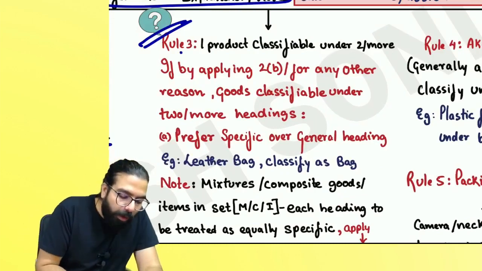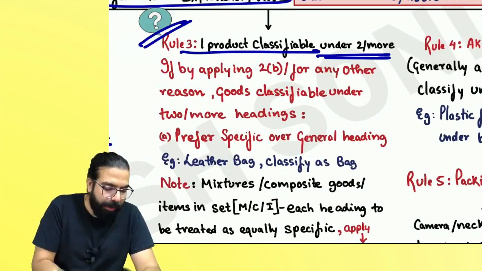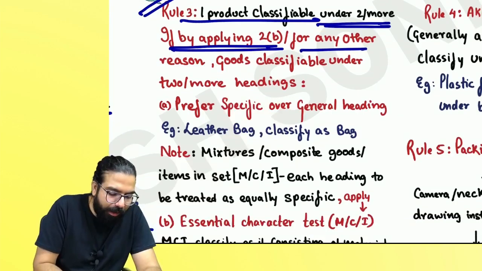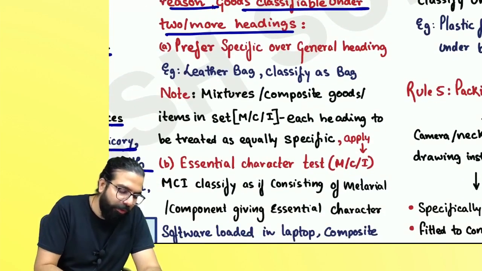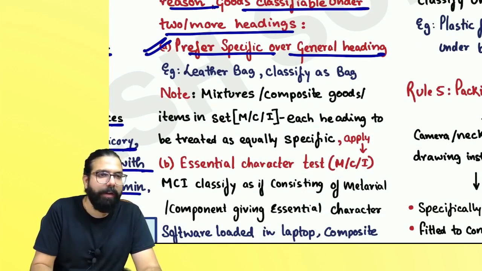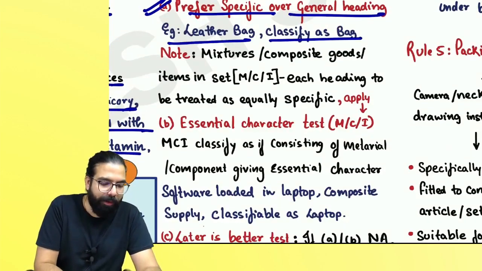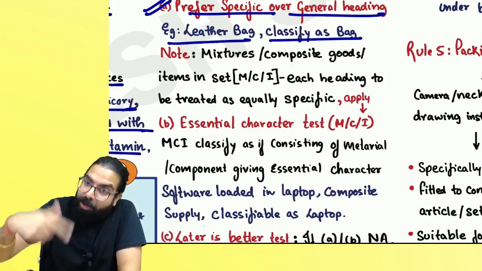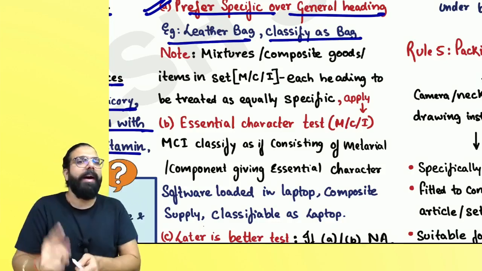If one product is classifiable under 2 or more headings, if by applying 2B or for any other reason goods are classifiable under 2 or more headings, always remember, you will prefer the specific heading over the general heading. Always specific should be preferred over general. Leather bags should always be classified as bag. An electronic shaver should be classified as shaver and not electronic item. TV should be classified as television and not electronic item.